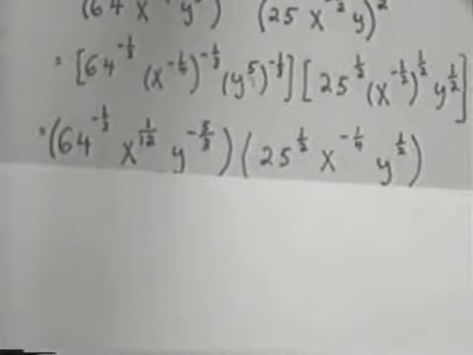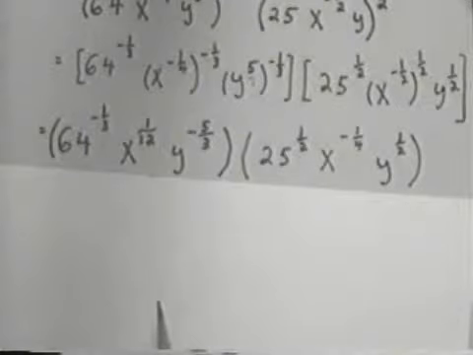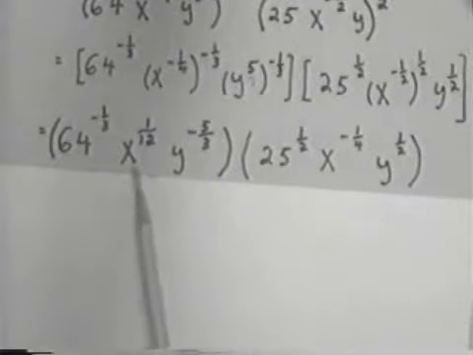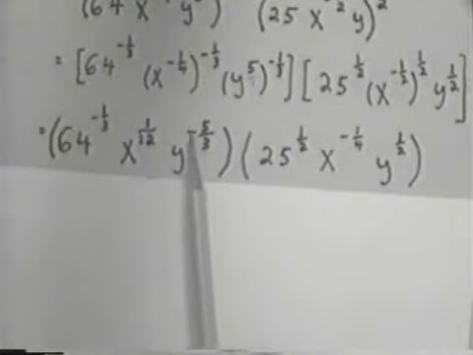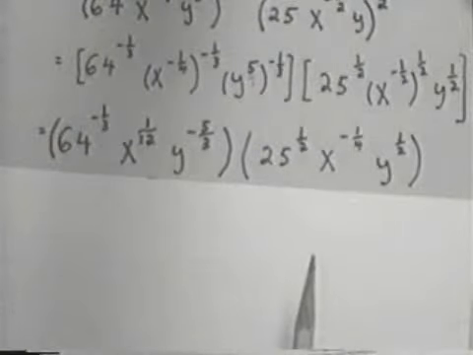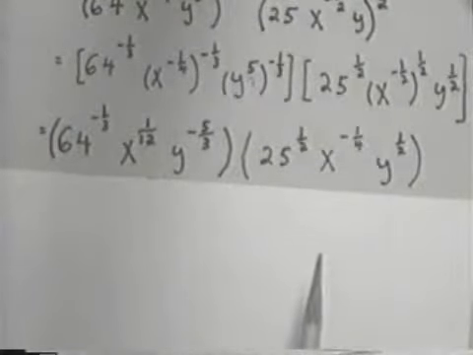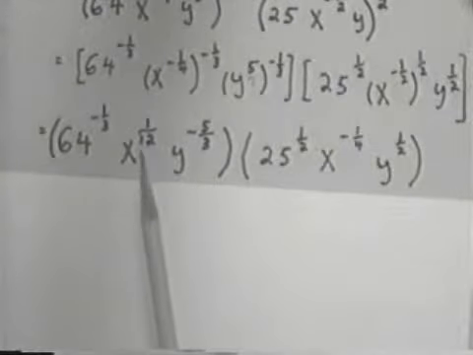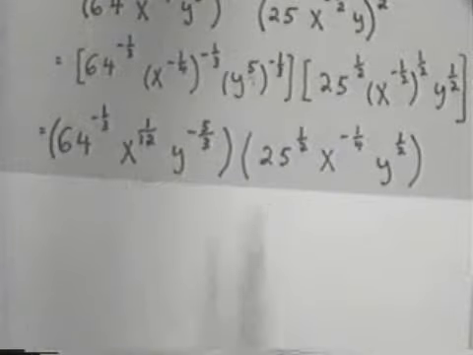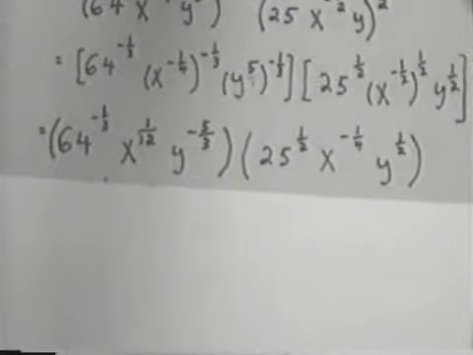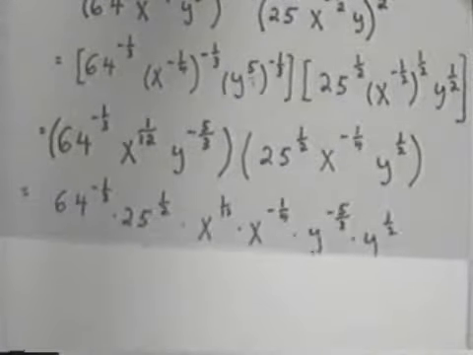The next step in my strategy says to multiply and divide powers that have the same base. The x to the 1/12 and the x to the negative 1/4 have the same base. The y to the negative 5/3 and y to the 1/2 have the same base. So what I want to do is to multiply those powers that have the same base. To multiply powers having the same base, you keep the base and add the exponents.